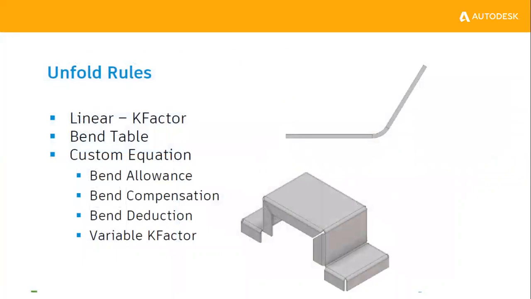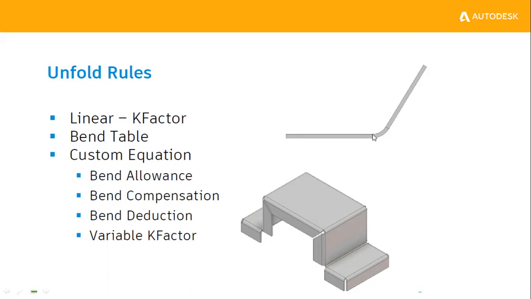Now let us go for the unfold rules. So what is this unfold actually? Once you bend your sheet metal, if you're going for any folded model and you want to unfold the sheet metal, let's say you're going to unblank the sheet metal, what is the rule it has to follow?